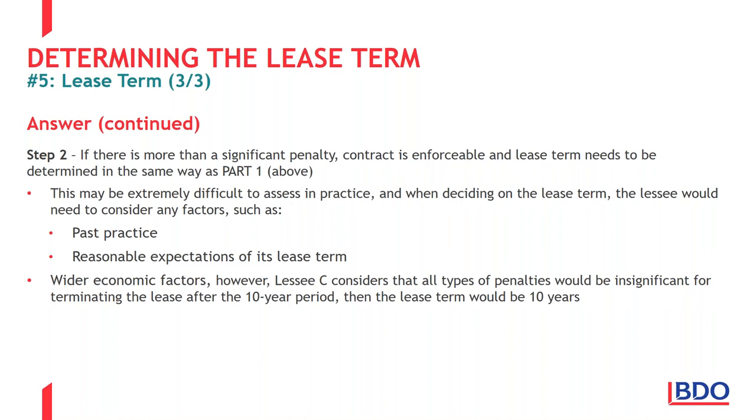If it's only insignificant penalties, so we can just relocate to another building, etc., then we would never get to step two where we look at the past experience. So it's really important to apply this in order. So we look at wider economic factors. If the lessee considers all types of penalties would be insignificant, then they would say, listen, it's only a 10-year lease term. So the first assessment is, do we have significant penalties, including things not written into the contract? And the second step then is, how do we determine the lease term?